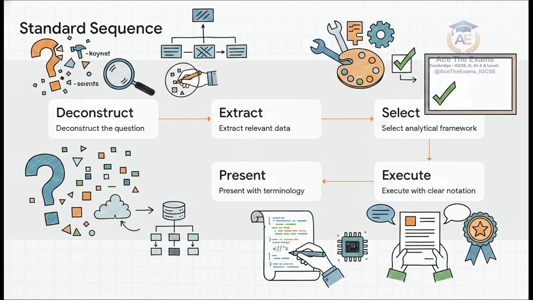Step 3. Select your analytical framework. This is where our time management matrix comes in. Decide how much time this question is worth and plan your PEEL paragraphs accordingly. Step 4. Execute your analysis with clear, readable notation. Do not make the examiner hunt for your logic. And finally, Step 5. Present your solution using the correct terminology. It is literally a roadmap for the examiner to award you full points. Follow these 5 steps and your answers will practically grade themselves.